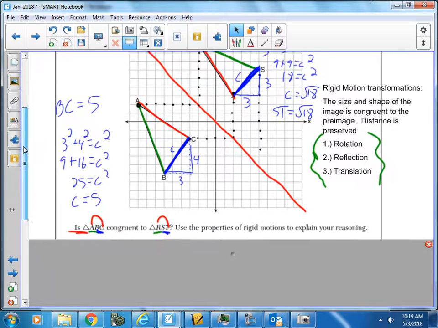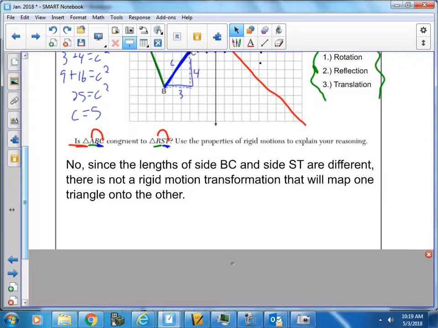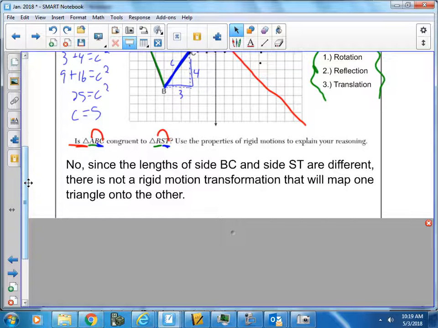Now we have to explain it. So this is what I wrote. We already did the work. And so: No, since the lengths of side BC and side ST are different, there is not a rigid motion transformation that will map one triangle onto the other. So there's not a reflection, a rotation, or a translation that's going to put one triangle on top of the other. It's not going to happen because they're not congruent. Okay? So that's your answer there.